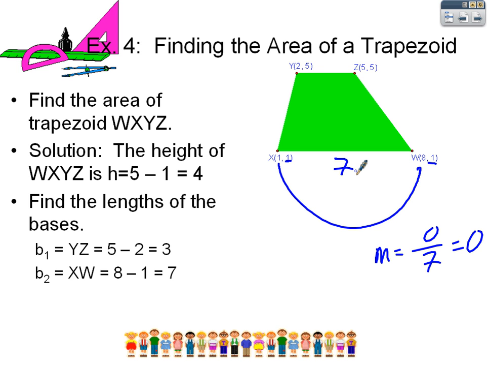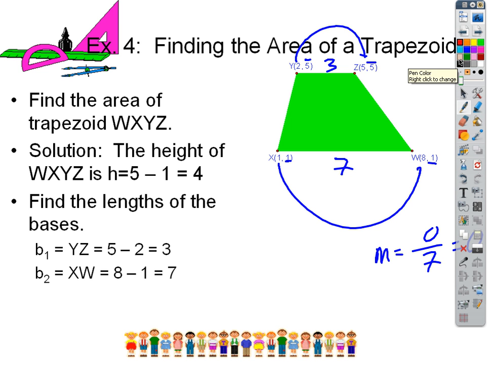What about the top? Y coordinate staying the same. It's 5 the whole time, but the x coordinate's changing from 2 to 5. 3. And then the height. Notice that at the bottom edge of this trapezoid, y is equal to 1. At the top edge, y is always equal to 5. So what's the height? If the y values are changing by 4, sure, it's just 4, isn't it? That's how much the y values are changing from the bottom horizontal base to the top horizontal base, right?